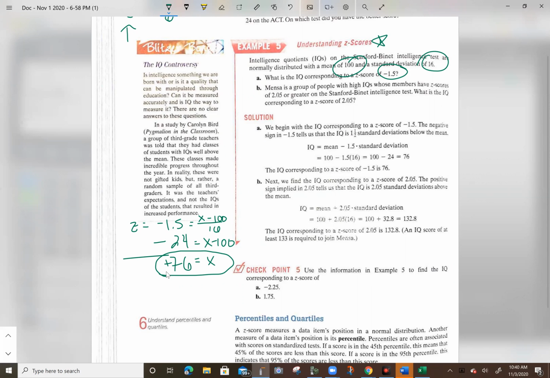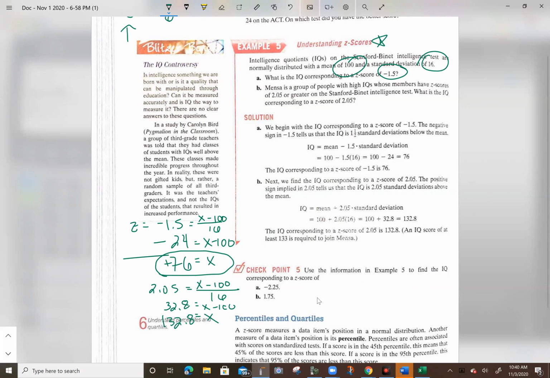And then it says Mensa is a group of people with high IQs whose members have a z-score of 2.05 or higher. What are the IQs corresponding to 2.05 or higher? So we're just going to do the same thing, but this time we're going to put 2.05 equals x minus 100 divided by 16. So 2.05 times 16 is 32.8. I'm just cross multiplying here. Equals x minus 100, and then we need to add 100 to both sides. So this time your score would be 132.8.